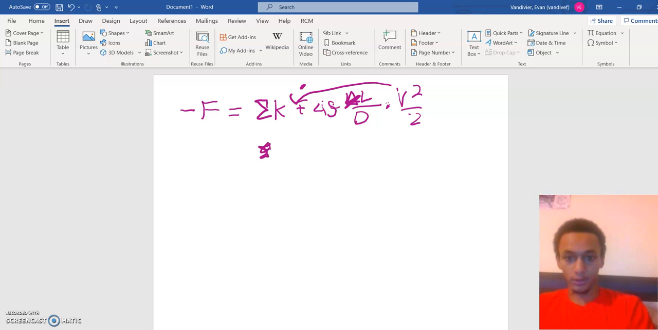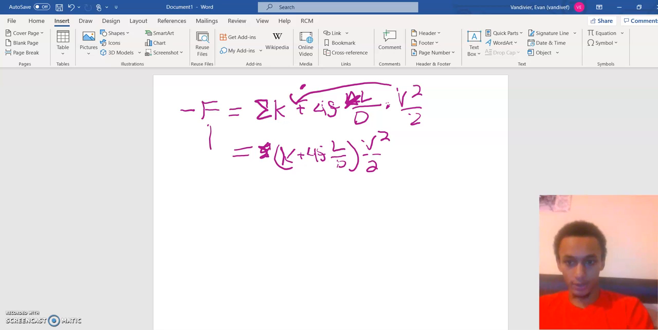So let's just get the sums. We'll just get K plus 4F over D, over V squared over 2. It's equal to that. And then when we put that into the equation, we bring it up to the other side and we divide it by G.